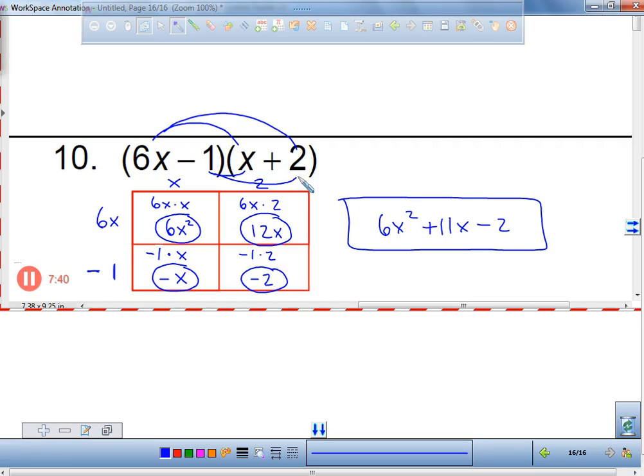You like the FOIL method? Some students like this method, some students like that method. You may have done the FOIL method longer, or you may have, at some point, been introduced to it. But both ways you'll need to know how to do at some point.